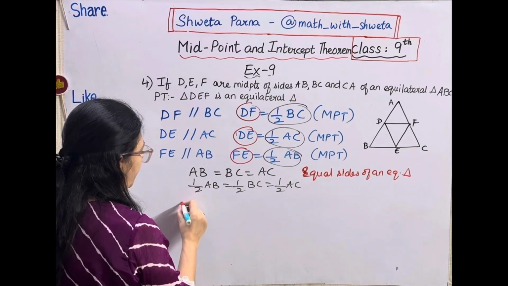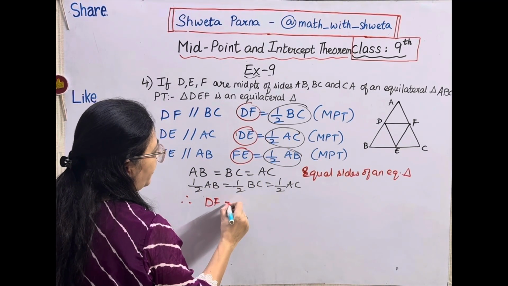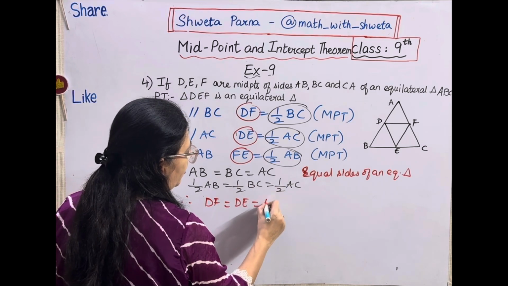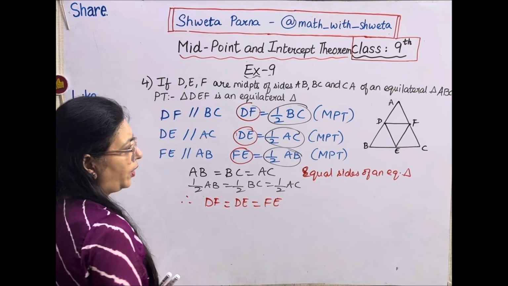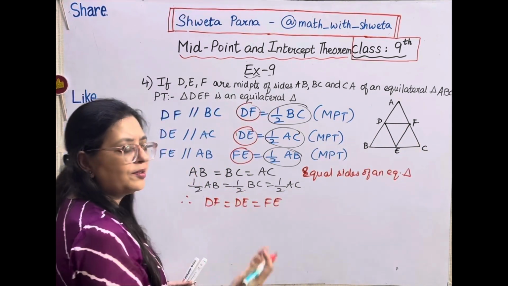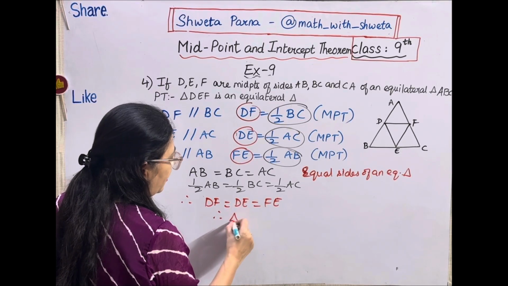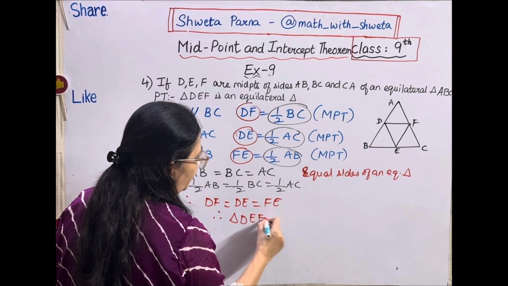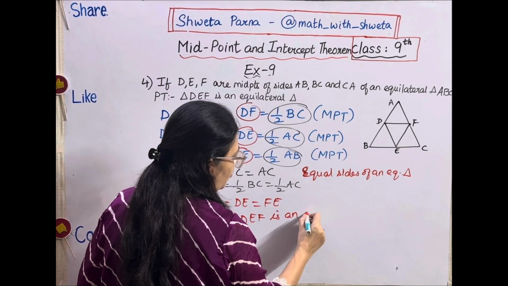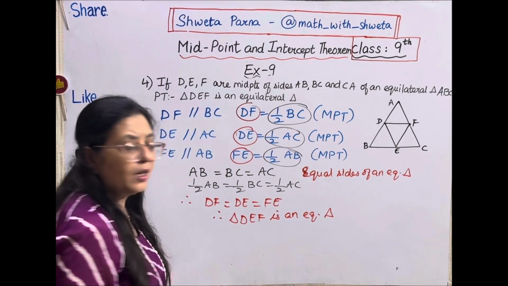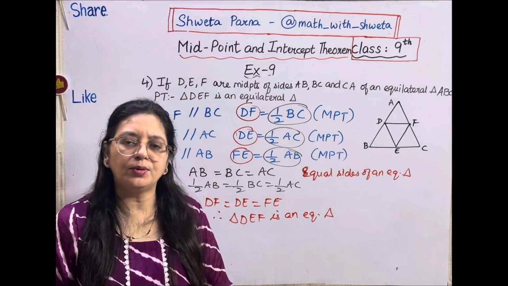Okay. So therefore DF will be equal to DE will be equal to FE. Okay. So if it is equal, what does it mean? It means that triangle DEF is an equilateral triangle, since all the sides are equal. I hope it's clear. Come on, let's go to the next one.